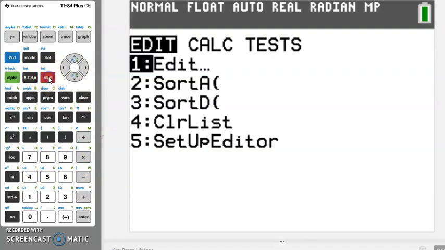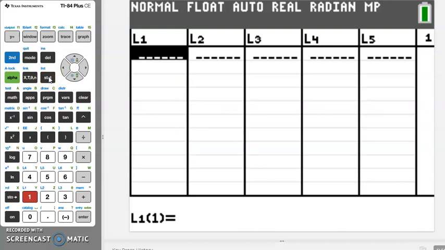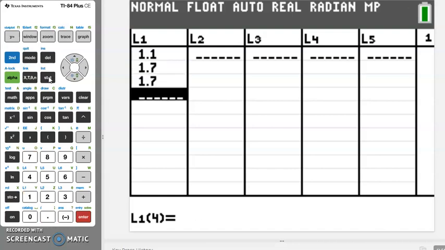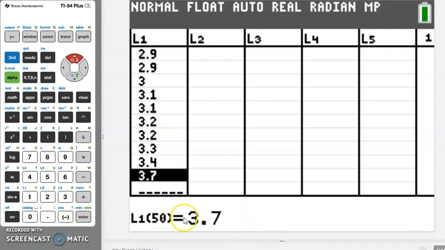So remember we hit stat, and we hit the first one, we hit 1 or edit, and it'll open up the list for us. We'll start adding the data in: 1.1, 1.7, 1.7, 1.8, 1.9. All right, and I'm going to do this all with you. I'm just going to pause the video and enter the rest of the data until we get to the end. So I've added all the data in, 50 pieces of data, and the last one is 3.7.